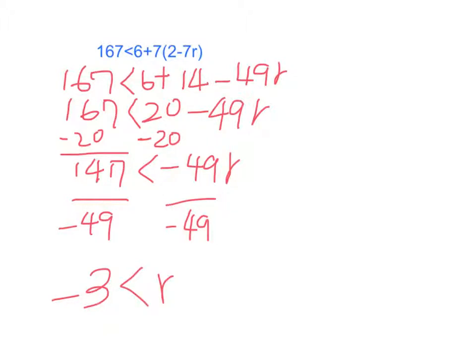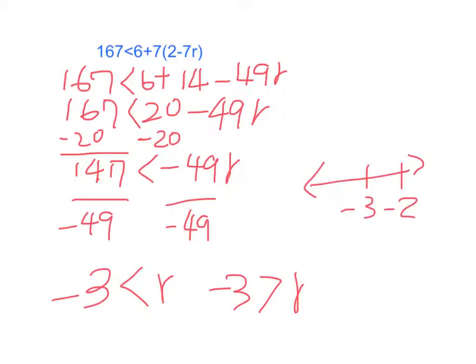Divide, minus, this is change, and graph is negative 3, negative 2, negative 4, open circle. No, other way, other way. This way.